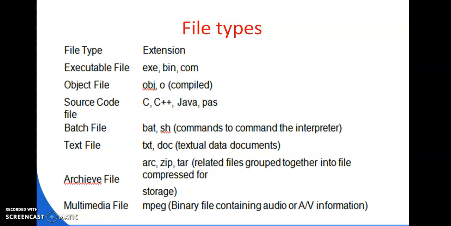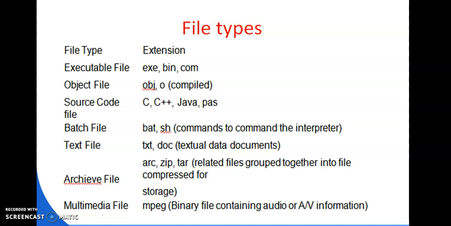Today, I am going to discuss the different types of files. File types and their extensions, that means a file is identified through its extension. The executable file extensions are exe, bin and com. Object files are obj and o. That means the file can be recognized by using its extension.